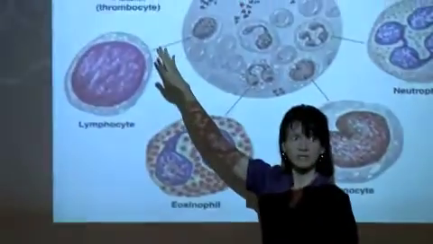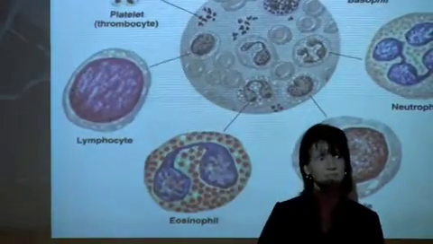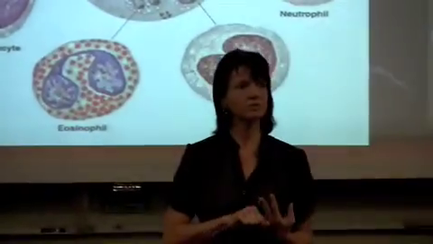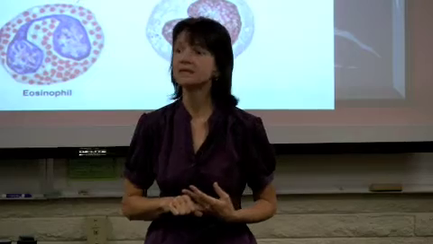All right, platelets. Platelets, the other name for them is thrombocyte, and that means cell that forms a clot. So if a patient is thrombocytopenic, that means low numbers of clotting cells, they're going to be at high risk for bleeding.